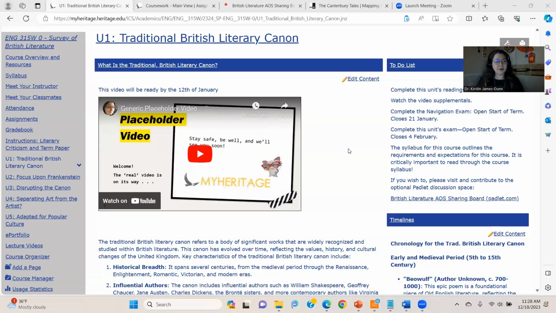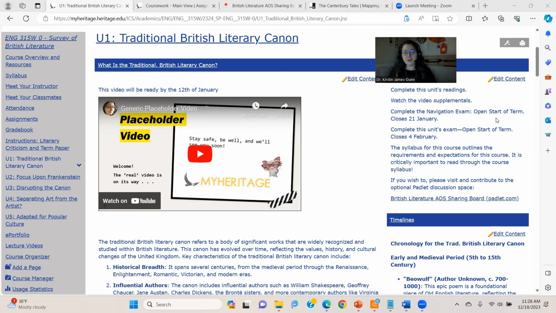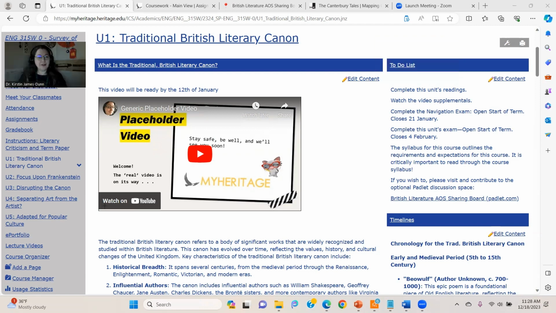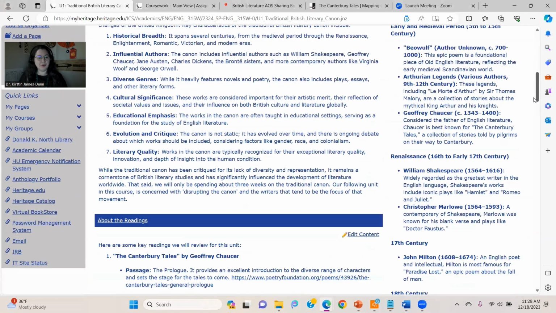What you see is our Unit 1 screen. In Unit 1, we will be looking at the traditional British literary canon. And soon, this video will be replaced by the one I'm creating at this very moment. All right, so in the center, we see some main content. To our right, we see a to-do list. We also see a timeline to our right.